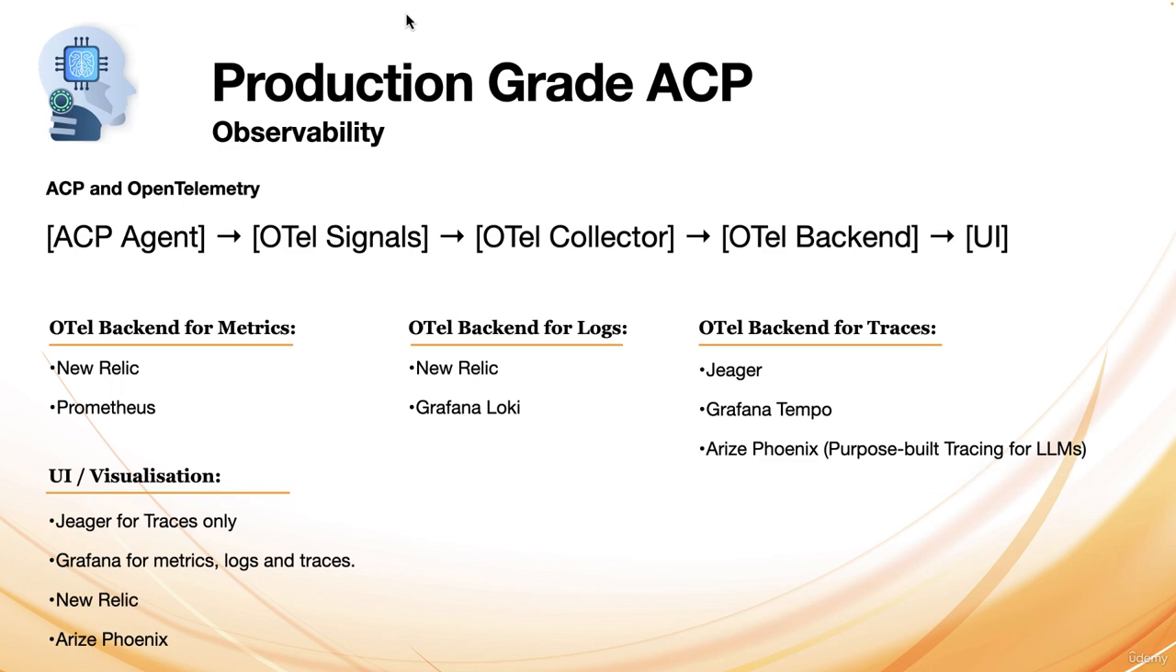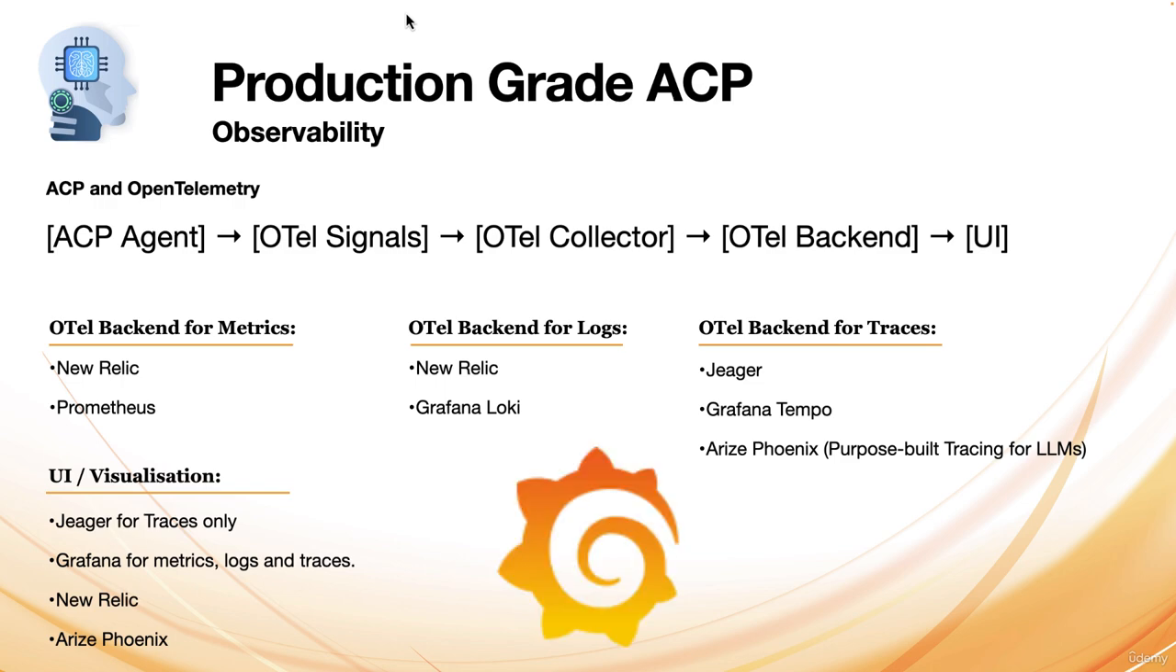Now, to visualize the signals, you can use Jaeger for traces only. You can use Grafana for metrics, logs, and traces, or you can use New Relic, or you can use Arize Phoenix. The reason that I suggest Grafana or New Relic is that most companies already have an observability system in place. If you work for a large corporation, you probably use something like Splunk. But most other companies use Grafana or New Relic.